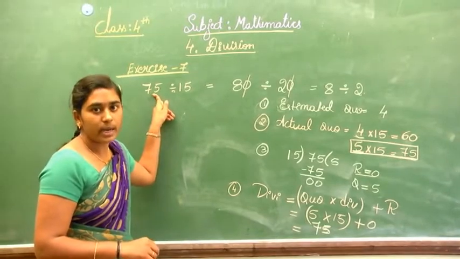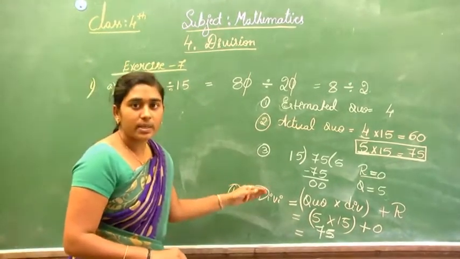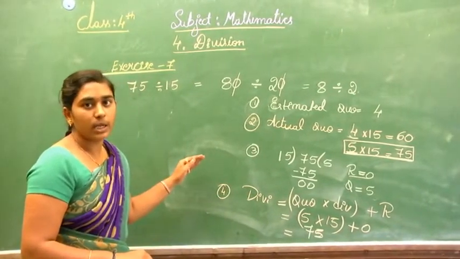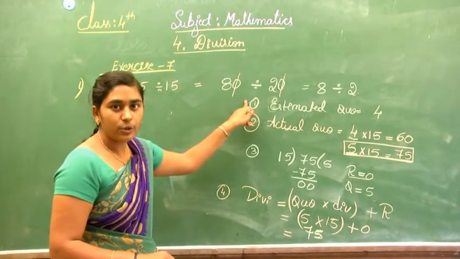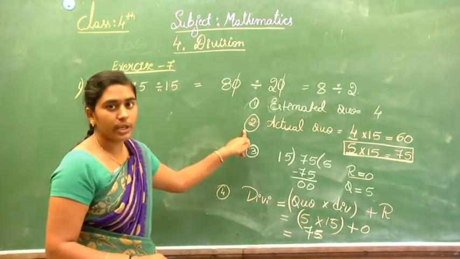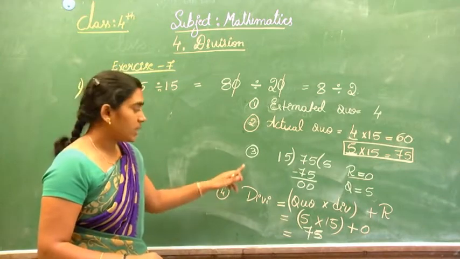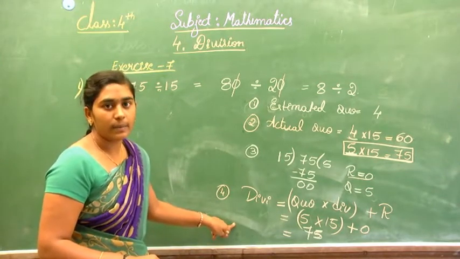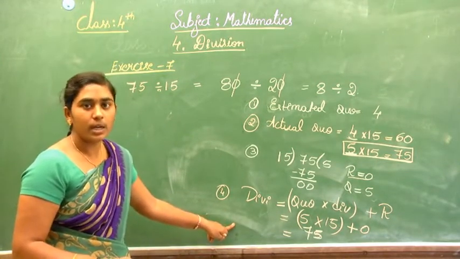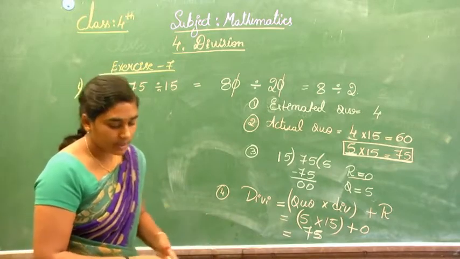I hope you are understanding. All the sums will be similar to this method only: estimated quotient, actual quotient, normal division, then checking with the help of the algorithm. Let's see the next question.